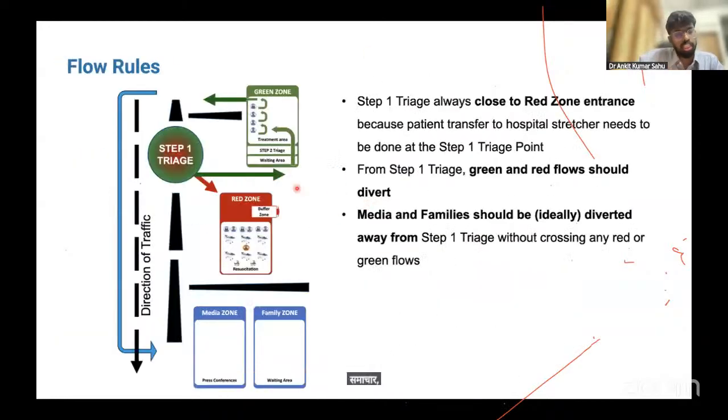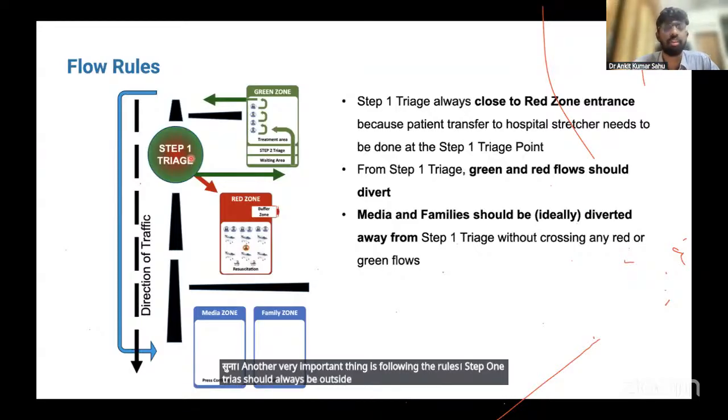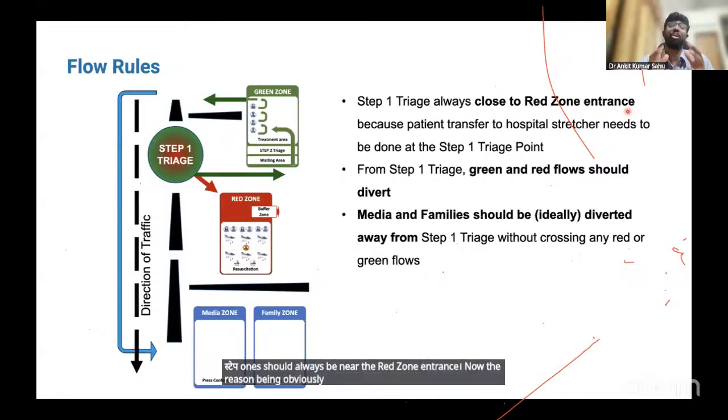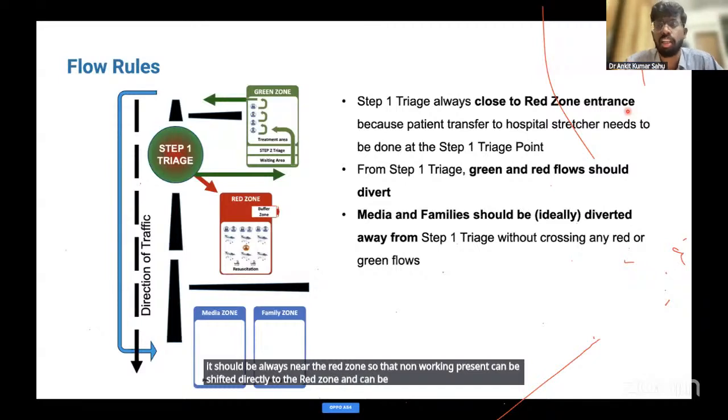Another very important thing is following the rules. Step 1 triage should always be outside the emergency unit. Step 1 triage should always be near the red zone entrance. The reason being, if you are doing a step 1 triage, working or non-working, it should always be near the red zone so that a non-working person can be shifted directly to the red zone and resuscitated, because our decision was to save the patients who are red.